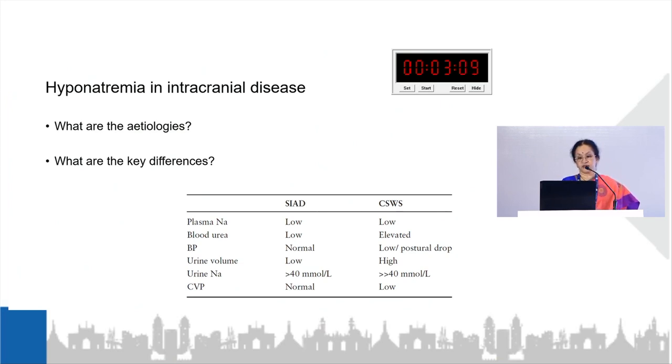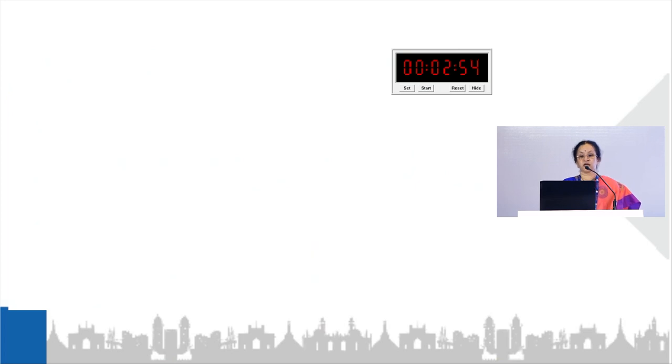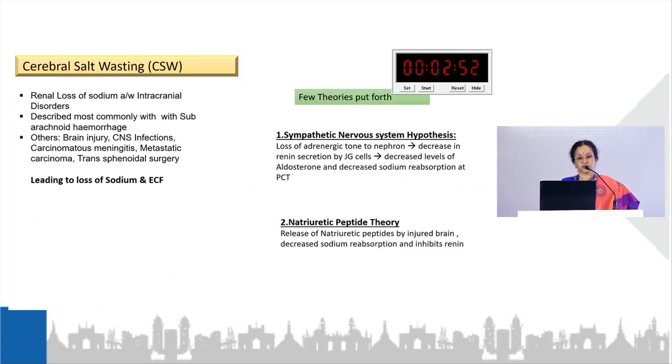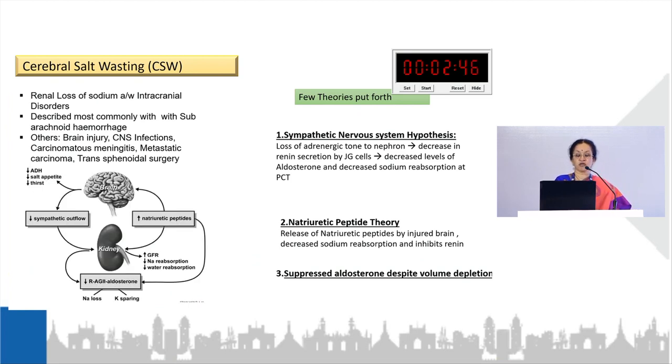Now the key differences between the syndrome of inappropriate antidiuresis and cerebral salt wasting syndrome in intracranial disease, as I already said, the cerebral salt wasting syndrome is a hypovolemic state where you have hypotension, the urine volume may be more, and when you look at the CVP it will be low, suggesting that this is a hypovolemic state. Now, this is just a slide about the cerebral salt wasting syndrome where you can see the etiology of this particular syndrome, though it was said to be due to a decrease in the sympathetic tone and a decrease in the aldosterone and an increase in the natriuretic peptide that are more responsible for natriuresis. But however, by and large, many studies have shown that this is more of a mixed etiology.